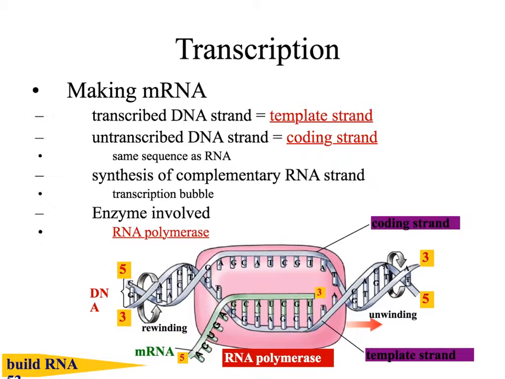There is a template strand and a coding strand. The template strand is the strand that's going to be transcribed, and you can see on the diagram where that one is. The other strand is the coding strand, and that is going to be the same sequence as the RNA, but it's the untranscribed DNA strand. There's a bubble that occurs when transcription is occurring, and we're making the complementary RNA strand from the template strand. There is an enzyme involved, and that's RNA polymerase.